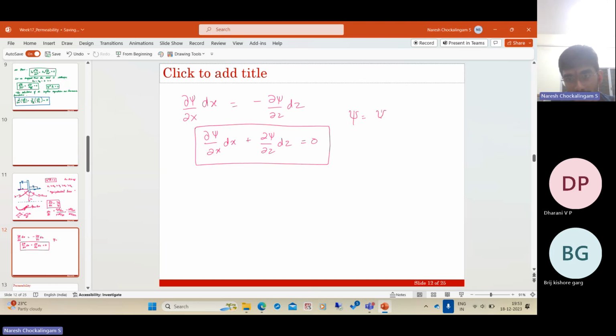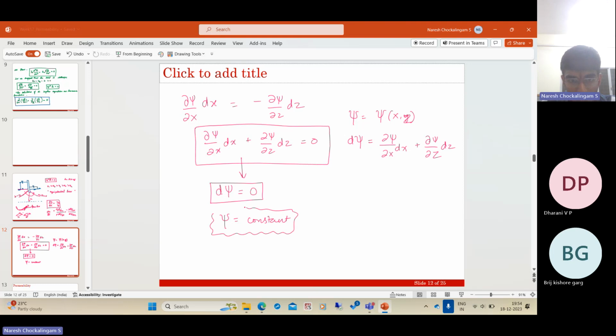ψ is a function of x and z. What is this? What is dψ? dψ is the differential in ψ, and using the Taylor's expansion, you can write this as ∂ψ/∂x dx plus ∂ψ/∂z dz. This is the first order differential in ψ. So this basically says dψ equals 0. If the differential in the function ψ is 0, it means ψ is equal to constant.